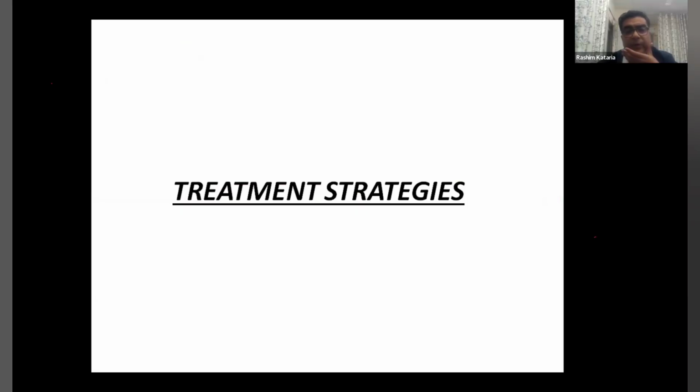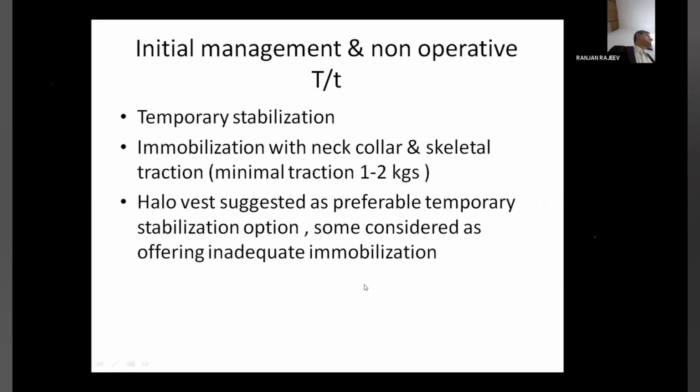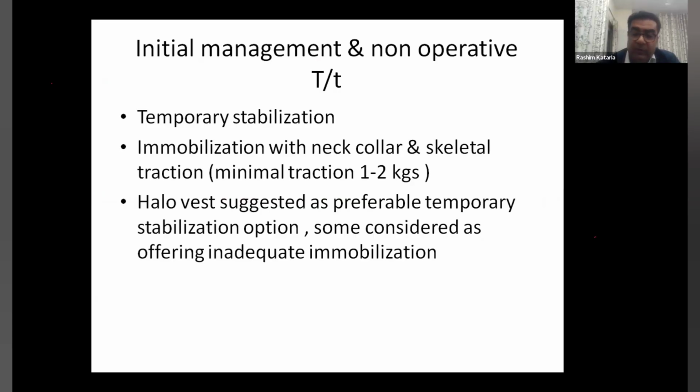Coming briefly to the treatment strategies. Temporary stabilization is very important, with immobilization using a neck collar and skeletal traction. In some cases, traction is contraindicated, like in type 2 atlanto-occipital dislocation, because the C0-C1 is already distracted. So a halo vest is a good option, especially in children.